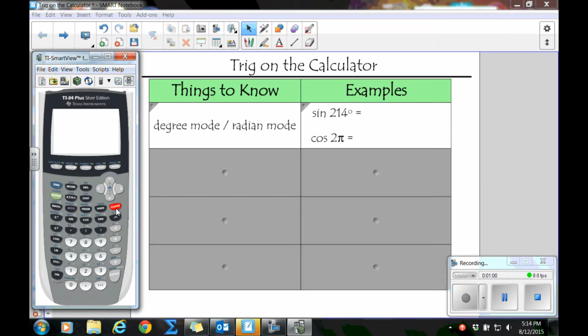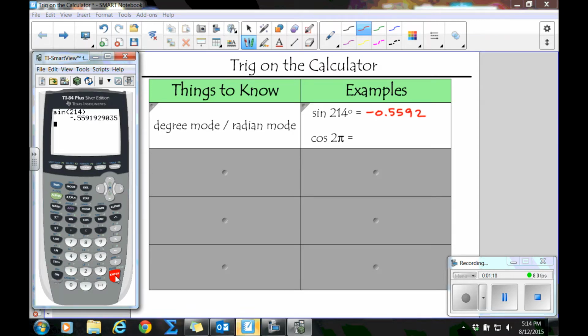Since I'm in degree mode, I will clear the screen and I will hit sine of 214, and there's our answer. Traditionally, we go 4 decimal places. Let's stick with that for now.